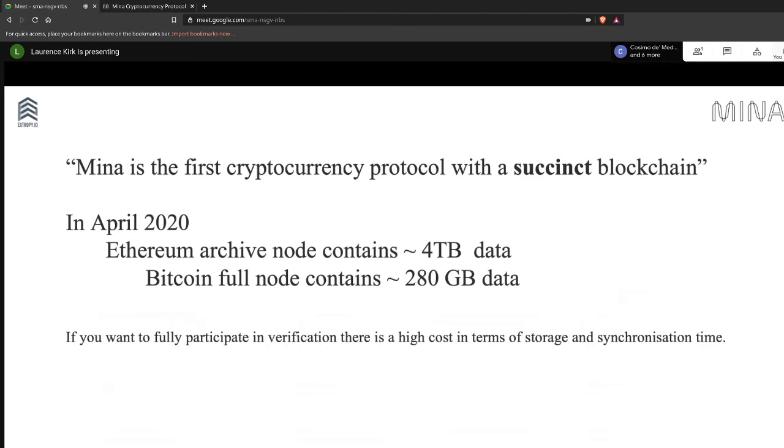An archive node in this sense is one that keeps all of the transactions. So if you wanted to go through and verify all the transactions yourself, you would end up with 4 terabytes of data on Ethereum. Bitcoin is slightly smaller, even though it's been running longer, but it's still a considerable size. And both of these blockchains are increasing in size considerably. The reason we would want to do this is because we want to verify that the blockchain is correct. We want to verify the state of the blockchain.